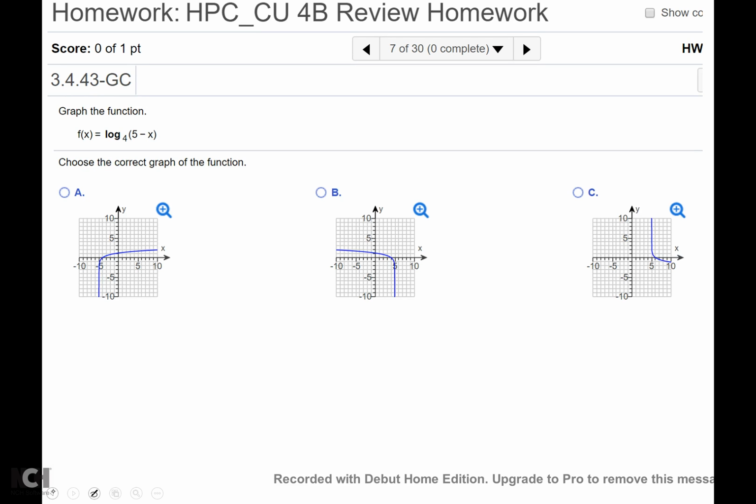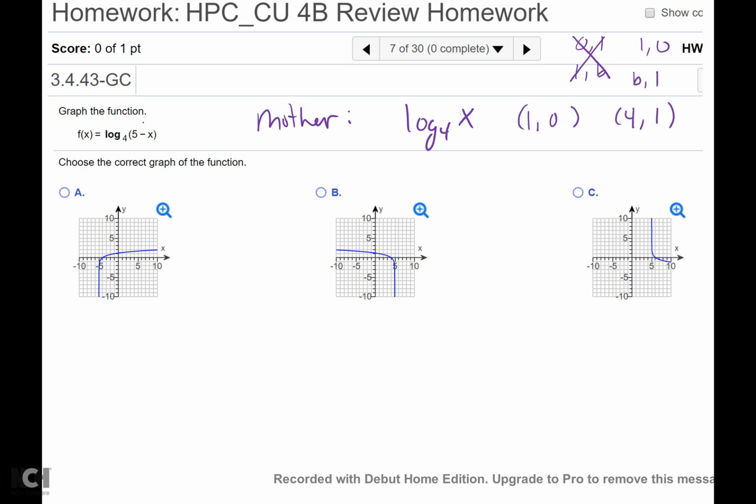Oops, did I skip one? Yeah. Alright, so number 7, it says graph the function. The parent function would be log base 4 of x, which would pass through, let me think now, your exponentials pass through 0, 1, and 1, b. So logarithms pass through 1, 0, and b, 1. So this is going to go through 1, 0, and 4, 1.